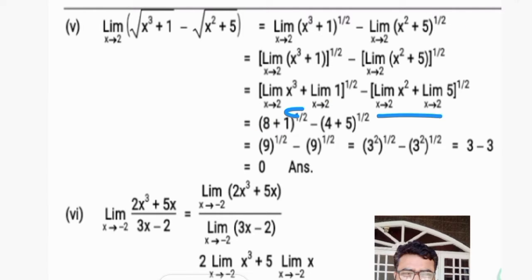Now we will simplify here. As the limit of x is 2, so there is x square, it means 2 square means that is 4, and there is no x, so we cannot put the value of x here, and 5 will be written same, there is sign of addition between them, and power is 1 by 2, it will be written same. Now we have to simplify it further. 8 plus 1, that is 9, 9 power 1 by 2, 4 plus 5, 9, 9 power 1 by 2, there is sign of subtraction between them.